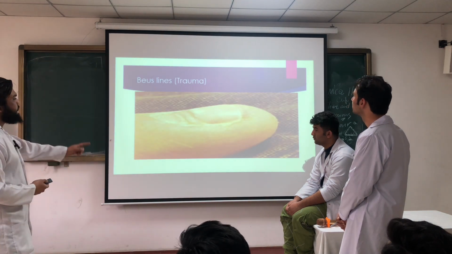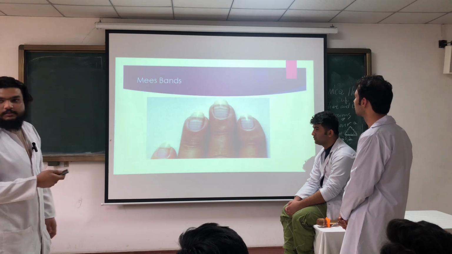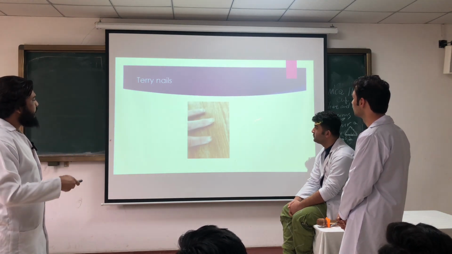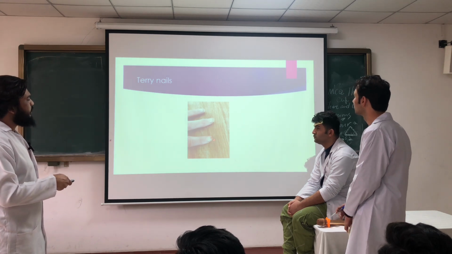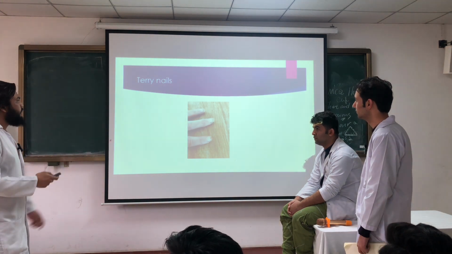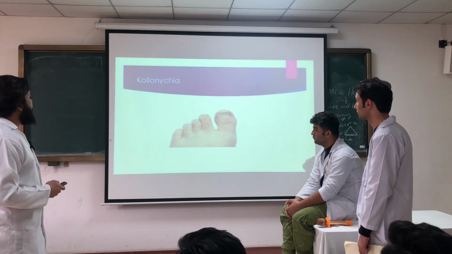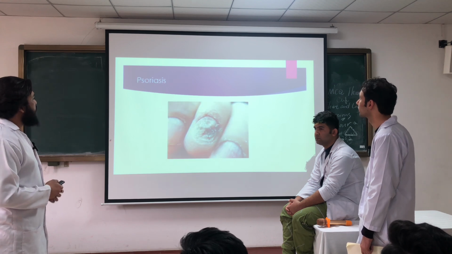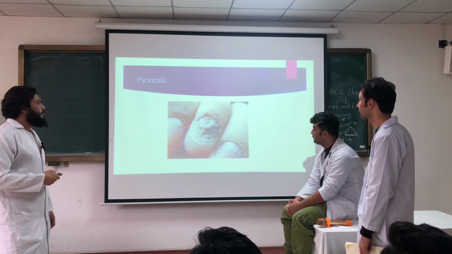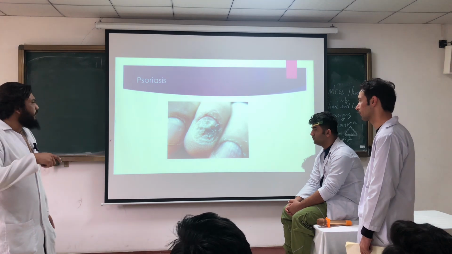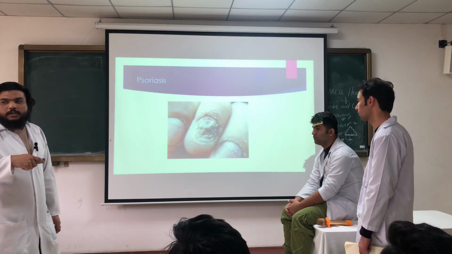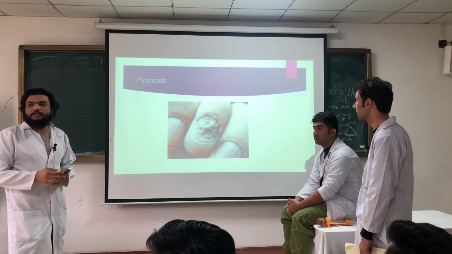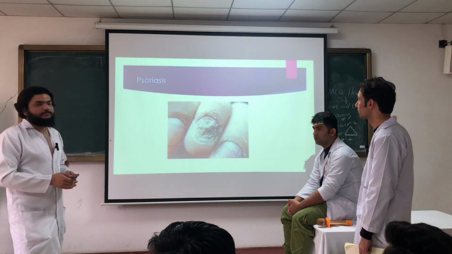These are the Beau's lines, the Mees' bands, Lindsay's nails, the Terry's nails, as we discussed, that only the apex of the nail will be affected. And then koilonychia, and then clubbing of the nails, and then psoriasis. This is the psoriasis. We will see the whole rash or the white patchy appearance of the nails. Because sometimes if the psoriasis is not that severe, it will only appear on the extremities and start from the nails.